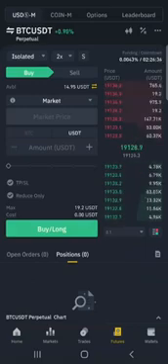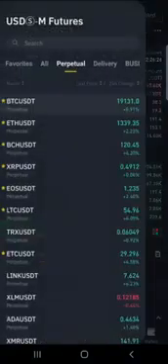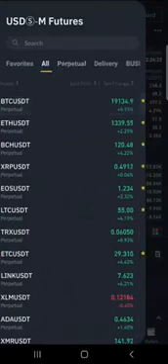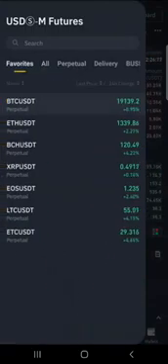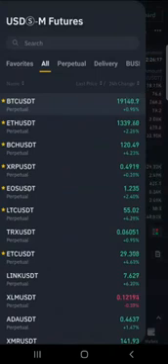Delivery, on the other hand, means that there is a specific date for it. For example, I'll take you there right now. Let's click on this arrow here. You can now see the tokens you can select from. They are all written perpetual. This perpetual means it doesn't have any expiring date. You keep trading forever, permanently.